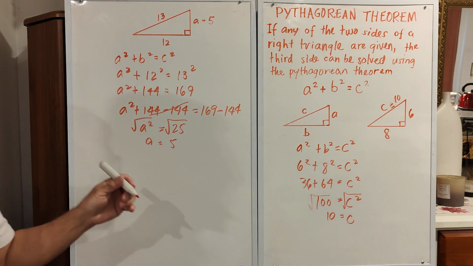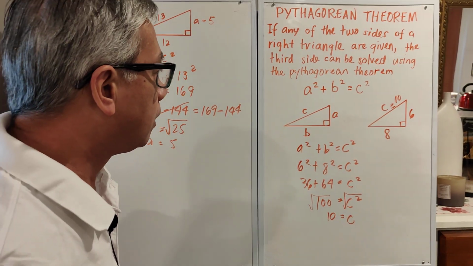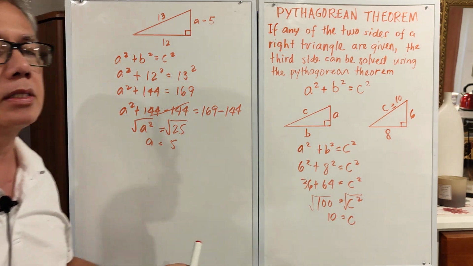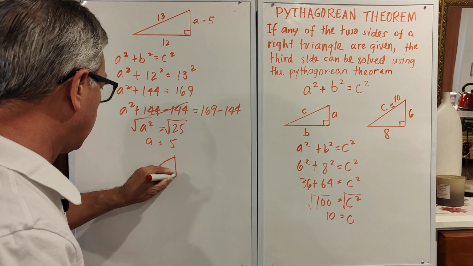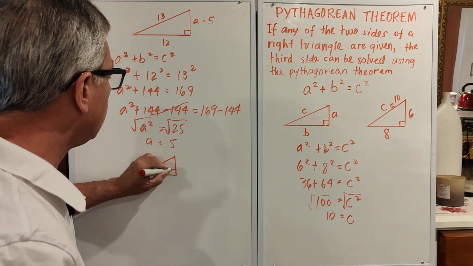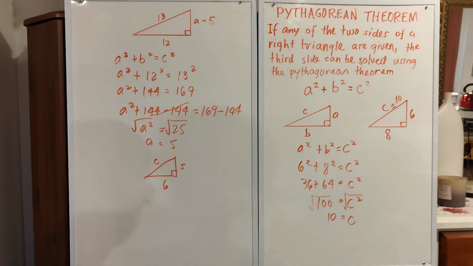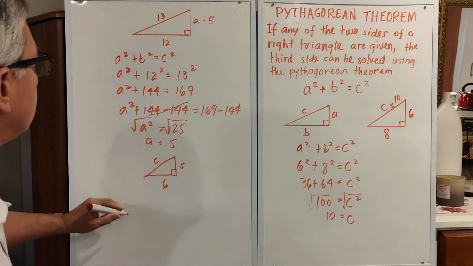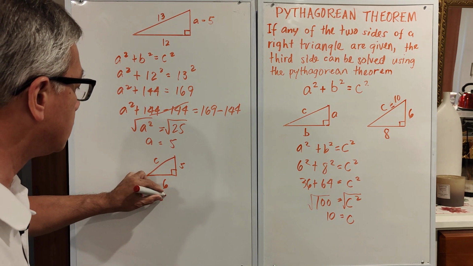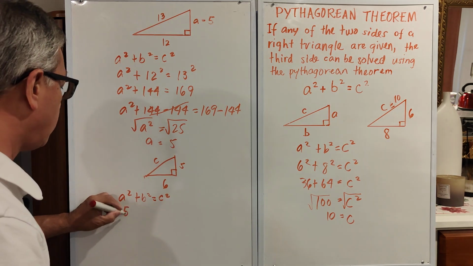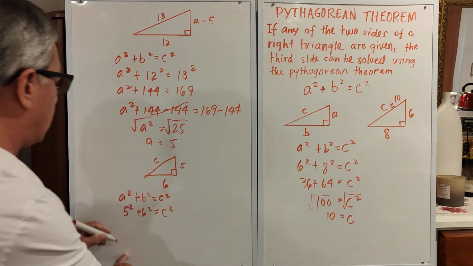Now, usually when using the Pythagorean theorem, you will have inexact numbers. I'll give you an example. We have a right triangle. This side is 5, this is 6, and you don't know C. So applying this formula, A squared plus B squared is equal to C squared, that will be 5 squared plus 6 squared is equal to C squared.